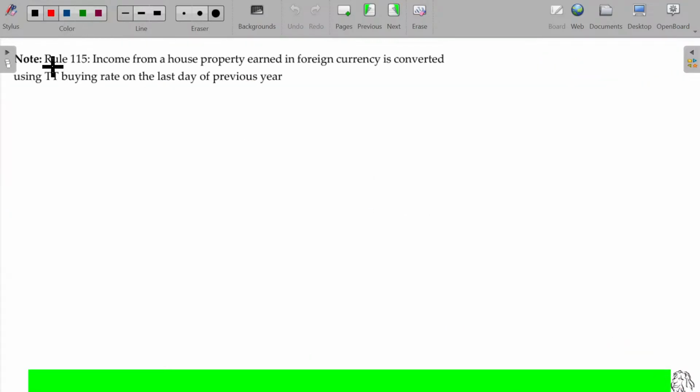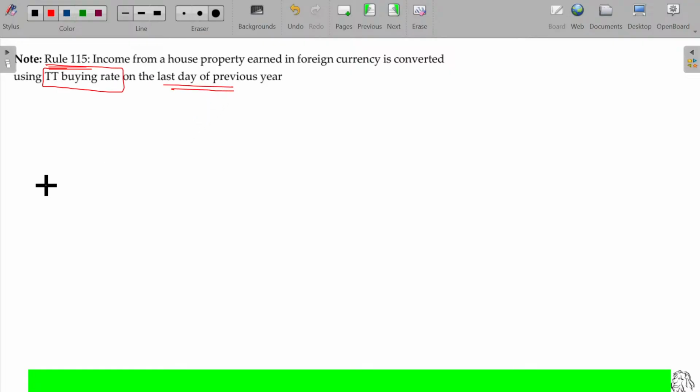Now, see Rule number 115. When you have your house property outside India, of course, if you are ROR, it's going to be taxable only in India, right? But the revenue may be in foreign currency, and that should be converted into Indian currency. To convert that, what rate should be taken? TT buying rate on the last day of the previous year will be taken.